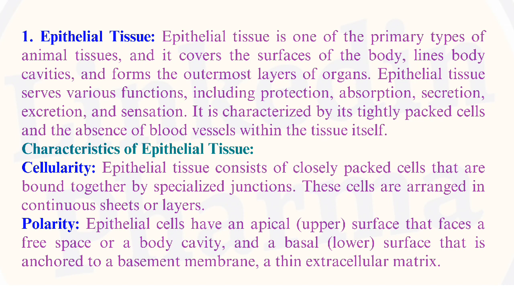Characteristics of epithelial tissue. Cellularity. Epithelial tissue consists of closely packed cells that are bound together by specialized junctions. These cells are arranged in continuous sheets or layers. Polarity. Epithelial cells have an apical, upper, surface that faces a free space or a body cavity, and a basal, lower, surface that is anchored to a basement membrane, a thin extracellular matrix.